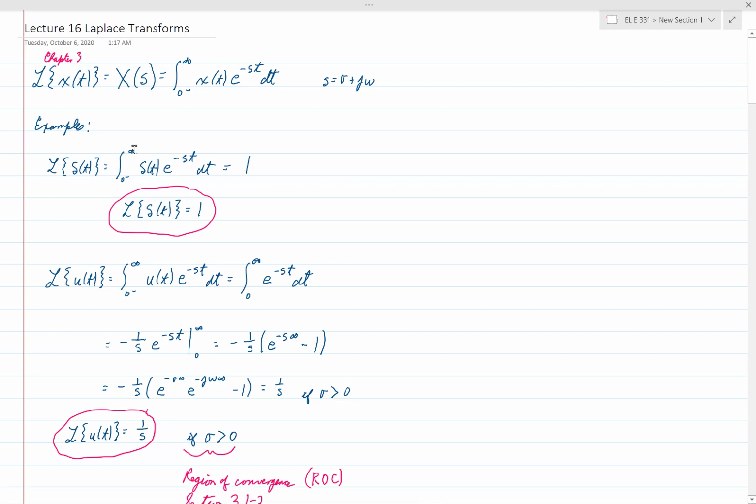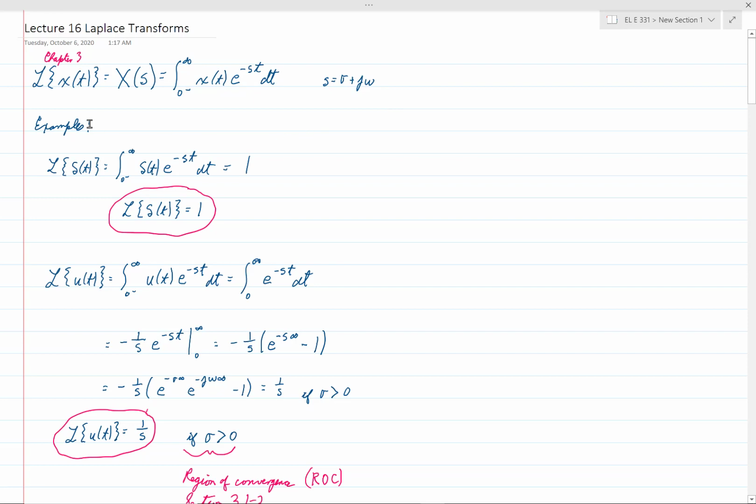The Laplace transform of a time domain signal x of t is usually designated by capital X of s, and it is defined as the integral from 0 minus, which means the time just before t equals 0, to infinity of x of t e to the minus st dt, where s is a complex variable. The real part is equal to sigma, and the imaginary part is equal to omega.